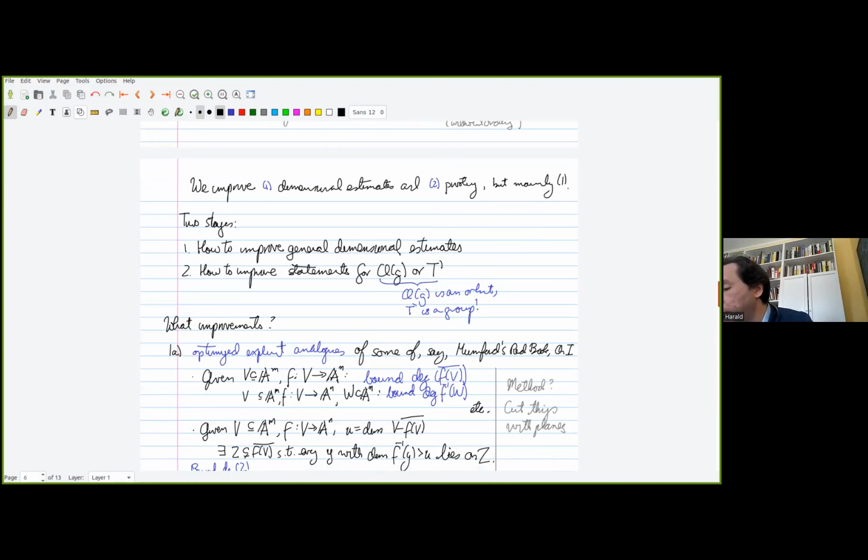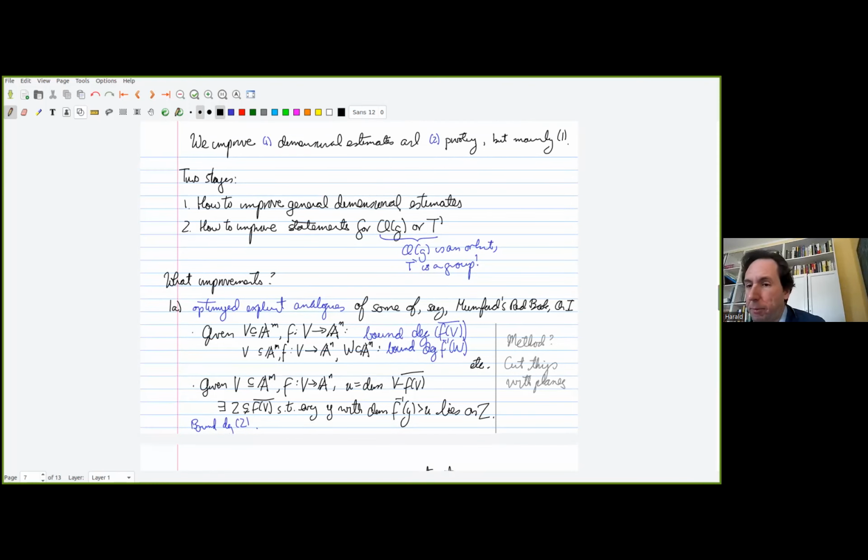All right, so we will improve both, but I think I'll focus entirely on improvements in one, because that is already interesting. Well, it's not just interesting, it's the most interesting part, but also enough to give us bounds of the form that we want to prove. And there are two stages here. First, how to improve general dimensional estimates, and how to improve dimensional estimates specifically for the varieties that we want.